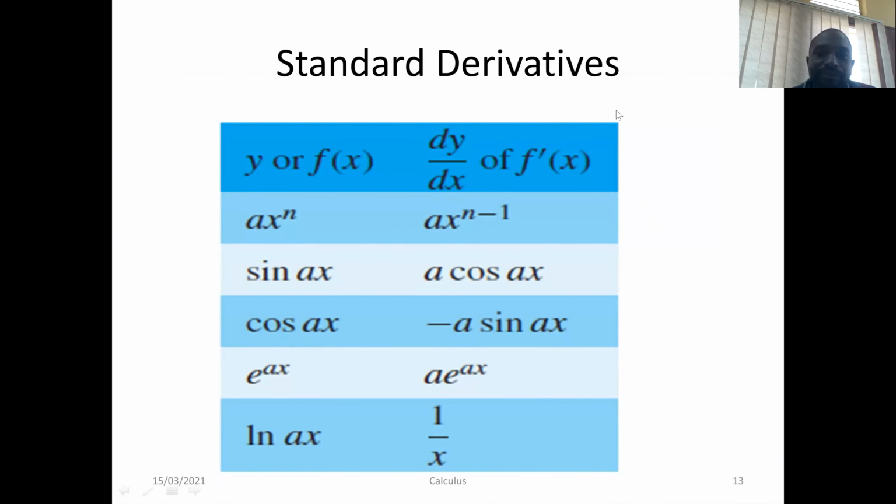We also have standard derivatives. From the standard derivatives, you can see that the derivative of ax to the power n is nax to the power n minus 1, and the derivative of a sine ax function is a cos ax, while the derivative of cos ax would be minus a sine ax. For exponential and logarithm functions, the derivative of e to the power ax will always be ae to the power ax, while the derivative of ln x will always be 1 over x.